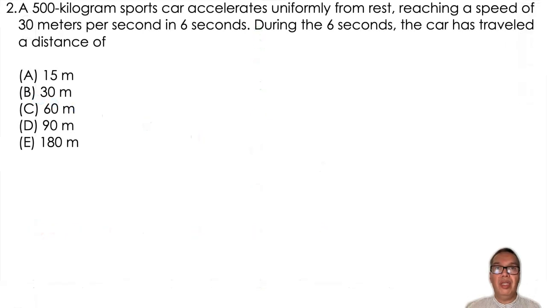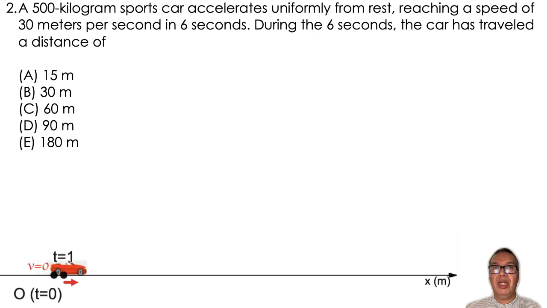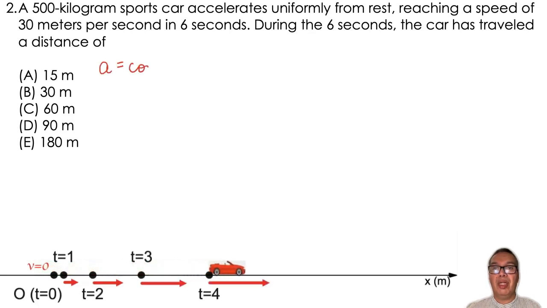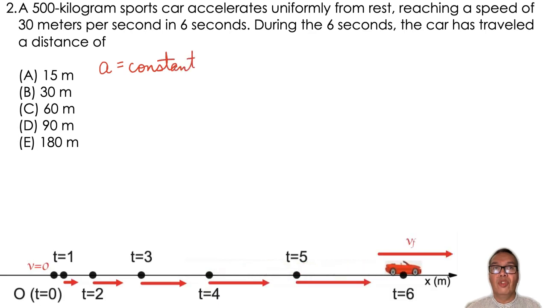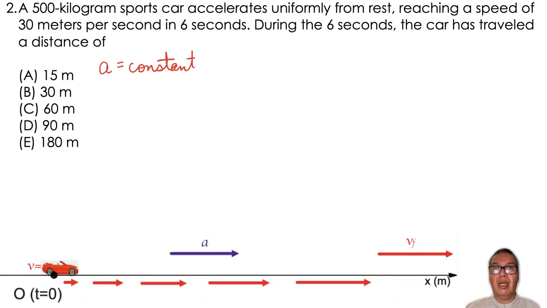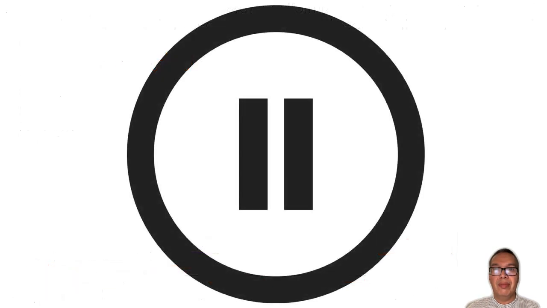A 500-kilogram sports car accelerates uniformly from rest, reaching a speed of 30 meters per second in 6 seconds. During the 6 seconds, the car has traveled a distance of. You may pause the video here and attempt an answer of your own.